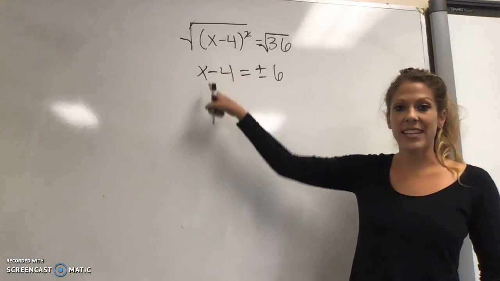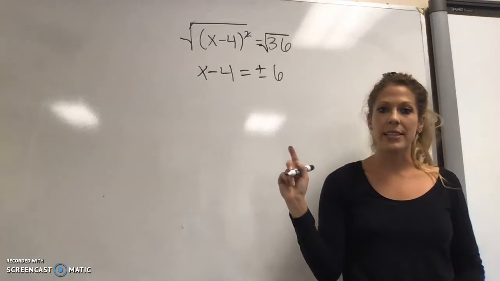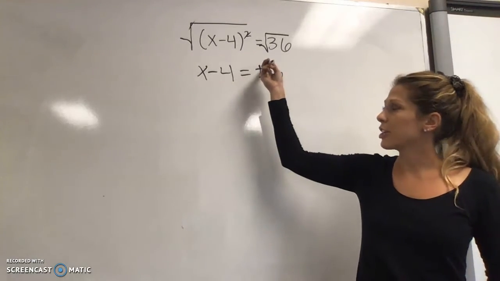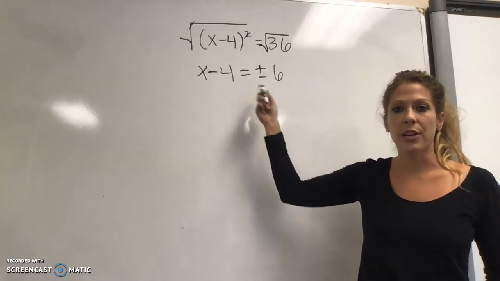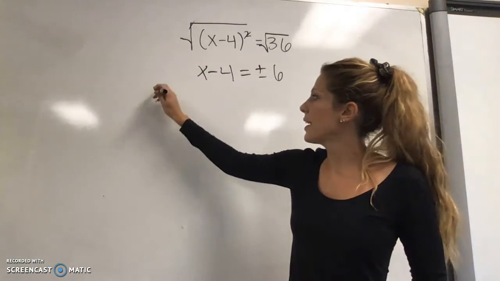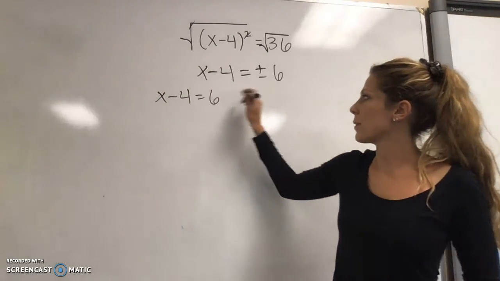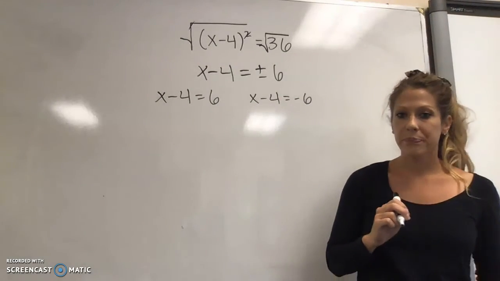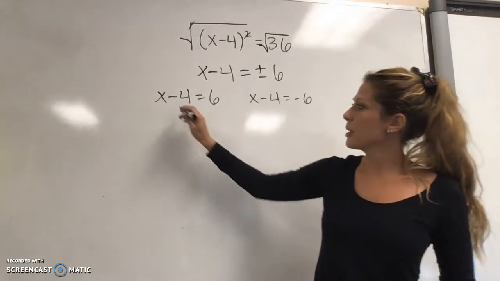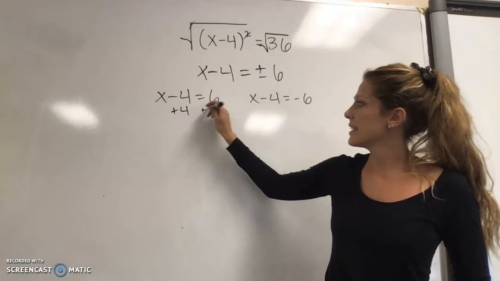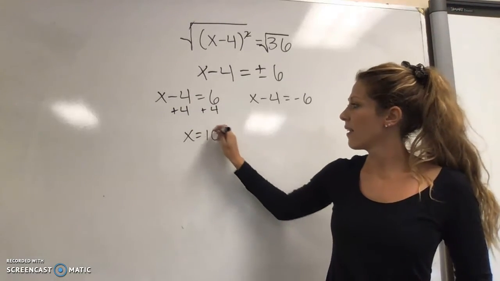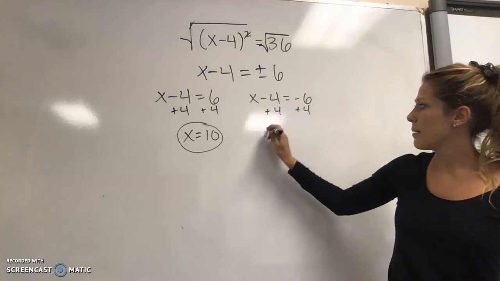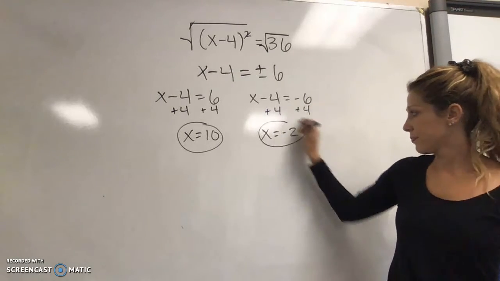That we still are going to have to add 4 to both sides to get x by itself. But before we do that, since we've got x minus 4 could be positive 6 and x minus 4 could be negative 6, I'm going to go ahead and split that into 2 separate equations. It's a little bit easier to solve this way. So I'm going to add 4 to both sides here to get 10. And same thing over here, add 4, but this time I get negative 2.